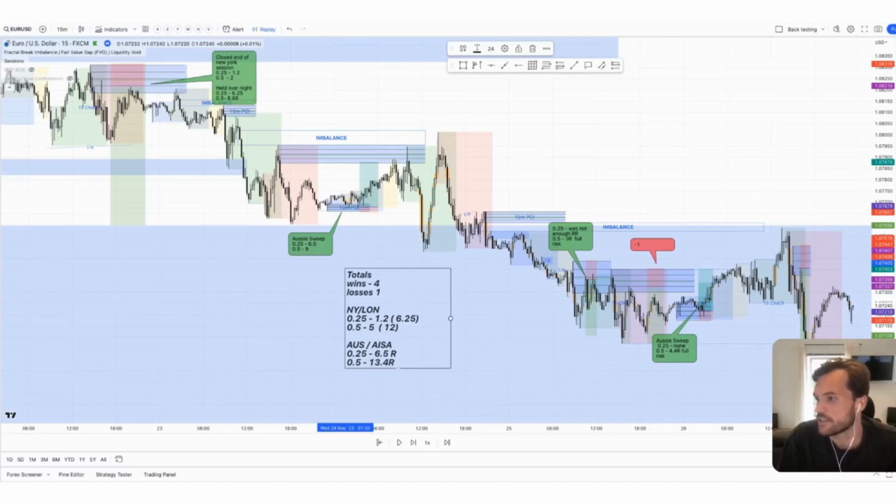And the Australia-Asia session, that was what I really wanted to highlight, this Aussie sweep that I have found. It presented itself twice with the sweep and then the break of structure, and you would have been able to get 19, 20, so 10% if you split your risk across that, just from 2 trades.